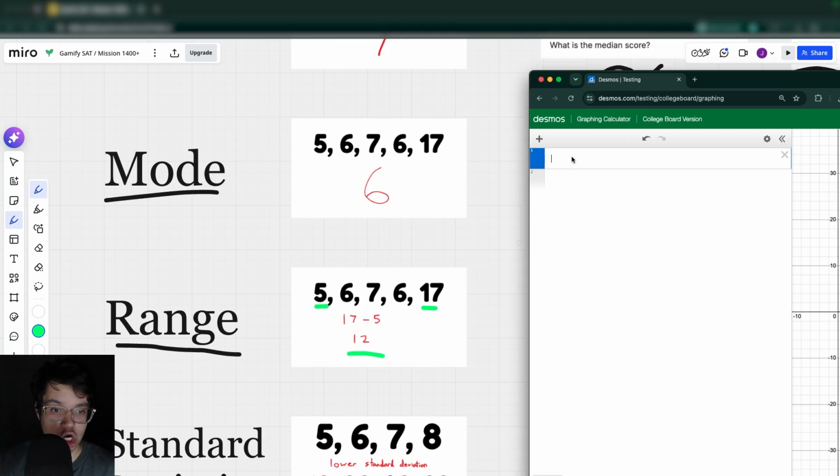A big thing as well to know is that you can't actually put these in Desmos. If you put mode, that is not an actual thing. If you say range, also not an actual thing. So don't try putting those in Desmos. You just have to solve them yourself, but thankfully not too bad.